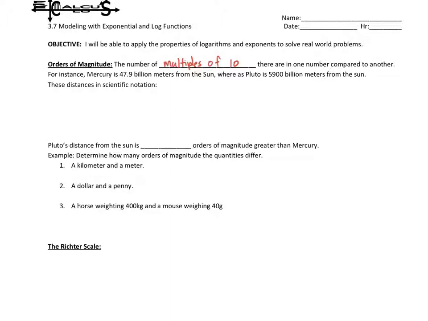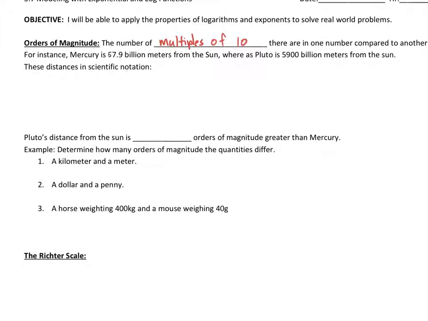For instance, Mercury is, and I have a typo in right here, but I will fix this in yours. Okay, Mercury is 57.9 billion meters from the sun, whereas Pluto is 5,900 billion meters from the sun. All right, so first let's look at those distances in scientific notation, because when you think about it, scientific notation is just the number showing us that multiple of 10. So it makes it a lot easier to compare them.